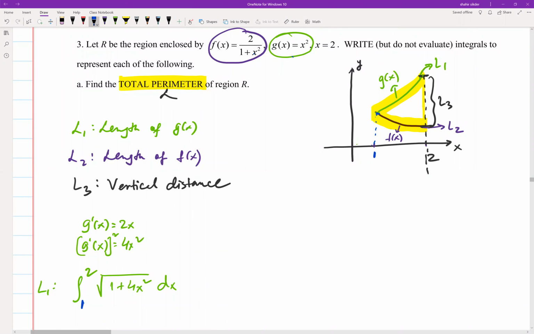So that's my L1. We don't have to solve it. We're just going to talk about the setup. You're not asked to evaluate.